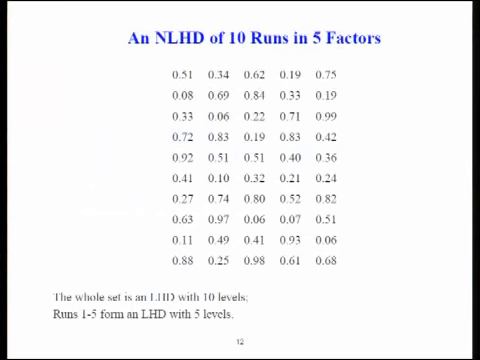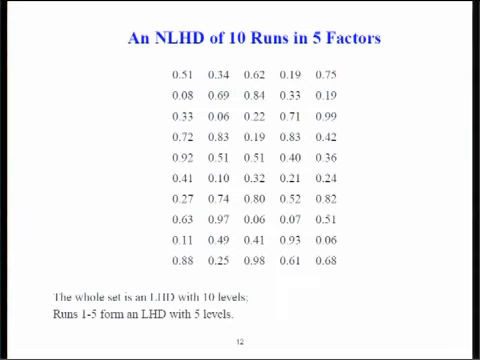So let me give you a few examples. This is the NLHD of 10 points of 5 factors. If you look at the whole set, it is a Latin hypercube with 10 levels. Look at each individual column, they are very uniform in the interval between 0 and 1. If you look at points 1 to 5, they form another Latin hypercube with only 5 levels because we only have 5 points. So this is one.